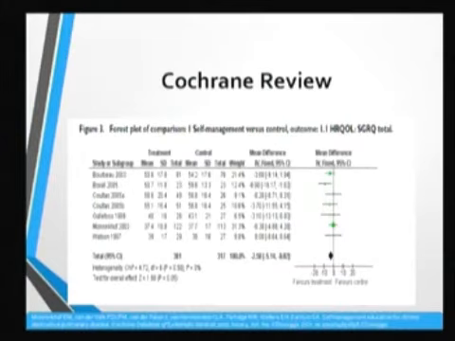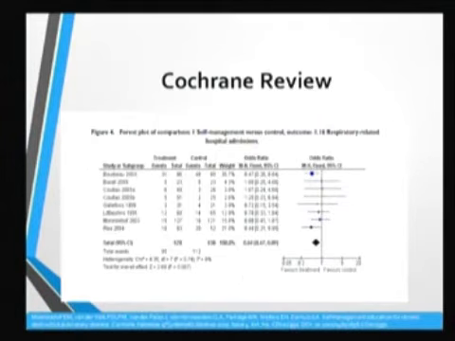Is there evidence, and what does the literature say? A Cochrane review shows that people who receive self-management education have an improvement in health-related quality of life. There is a statistically significant improvement in health-related quality of life as measured by the St. George Respiratory Questionnaire. The same Cochrane review also showed a statistically significant decrease in respiratory-related hospital admission.